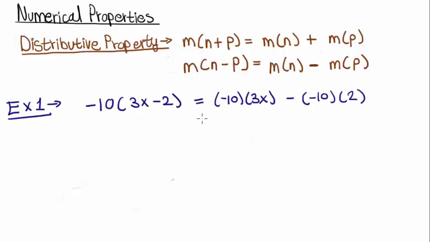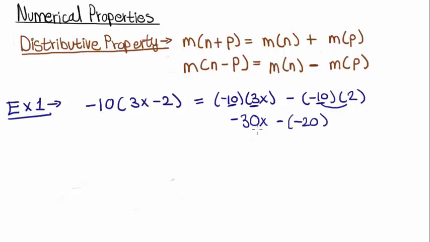Now all that is left to do is to evaluate the variable expression. So negative 10 times 3x can be simplified by simply multiplying the numbers together. Negative 10 times 3 will give me a negative 30. And since I'm multiplying that by the variable x, I simply write the x by it. So negative 10 times 3x is the same thing as saying negative 30x. Now I put the minus over here again, and now I simply evaluate negative 10 times 2. You know by now that negative 10 times 2 will give me a negative 20.